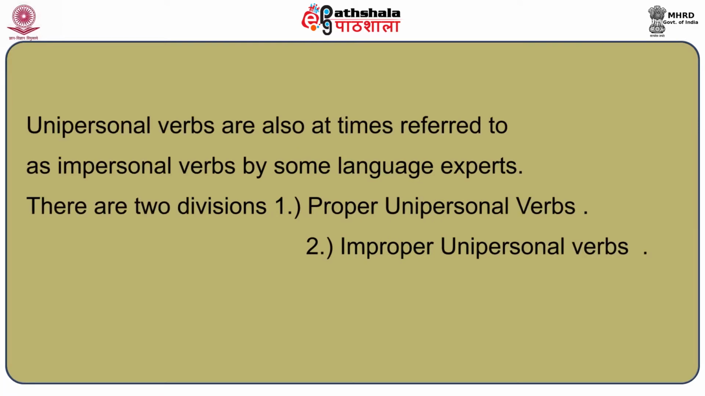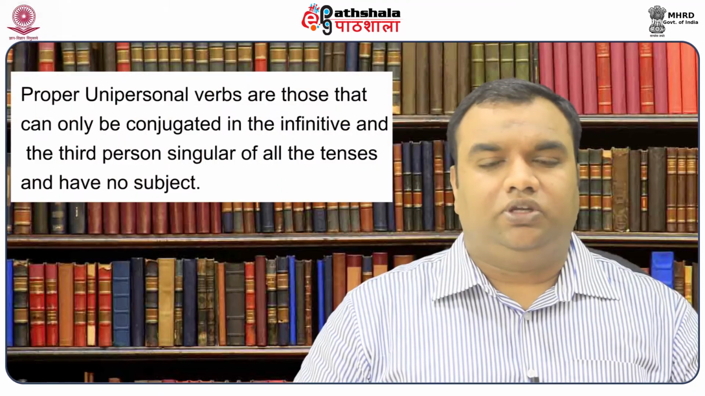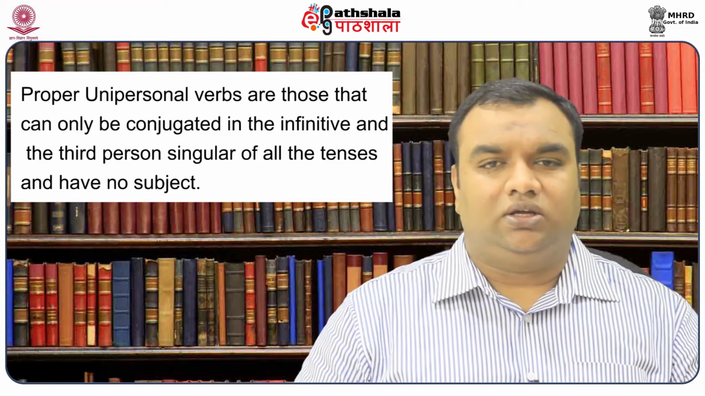Unipersonal verbs are also at times referred to as impersonal verbs by some language experts. There are two divisions: proper unipersonal verbs and, second, improper unipersonal verbs. Proper unipersonal verbs are those that can only be conjugated in the infinitive and the third person singular of all the tenses and have no subject. Most of these verbs refer to natural, meteorological, or atmospheric phenomena, although they are not the only ones.